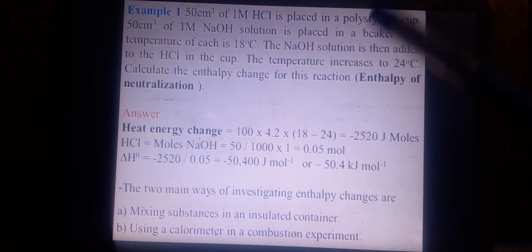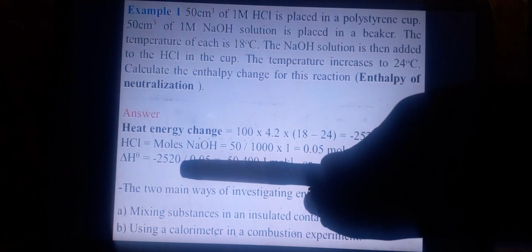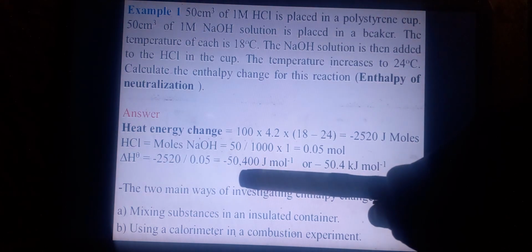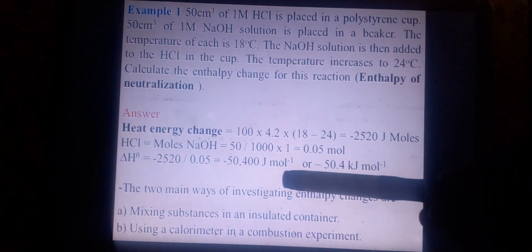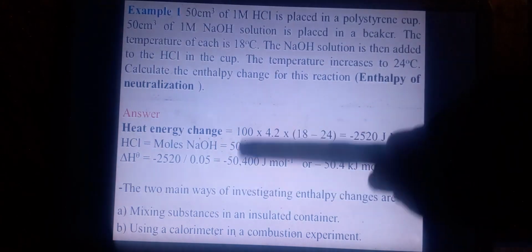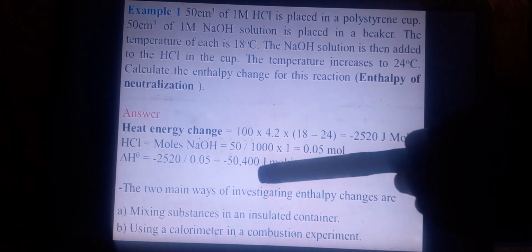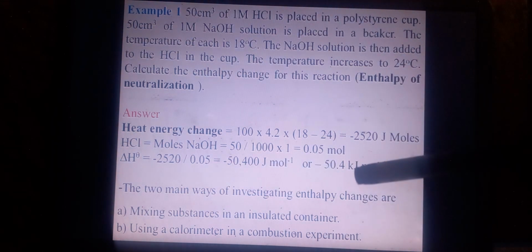What about 1 mole? So that means you take 2,520 divided by 0.05, which will give us 50,400 joules per mole of heat, which can be converted into kilojoules per mole by dividing by 1,000. When you divide by 1,000, you get 50.4 kilojoules per mole. So we put this negative value here because this reaction is an exothermic reaction.